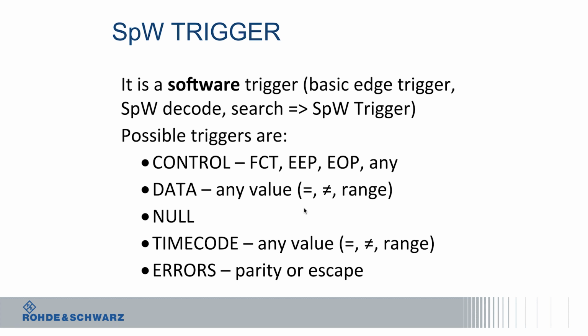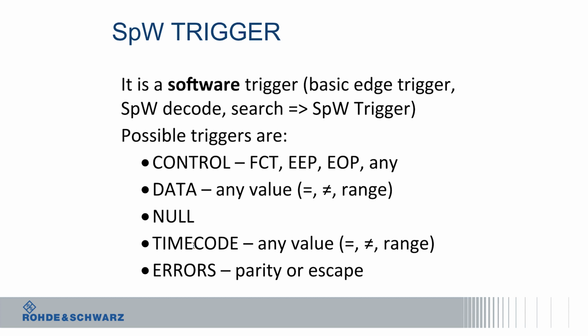Another option is to use a data character, and you can configure any value you want, and then you select to be equal, you select to be different, or it can be a range. You can also trigger on null characters. That's usually useful on the SpaceWire initialization, for example, not that much useful after that.